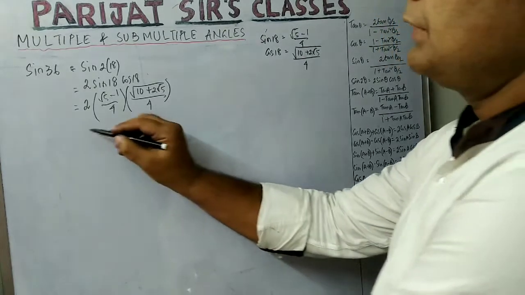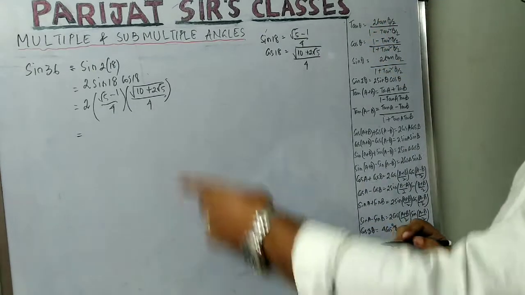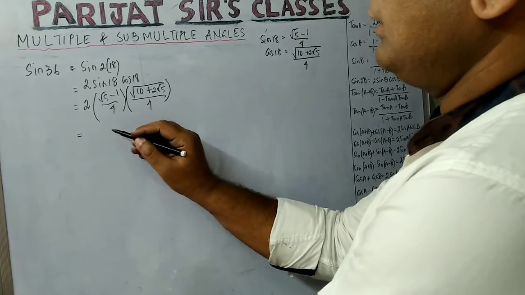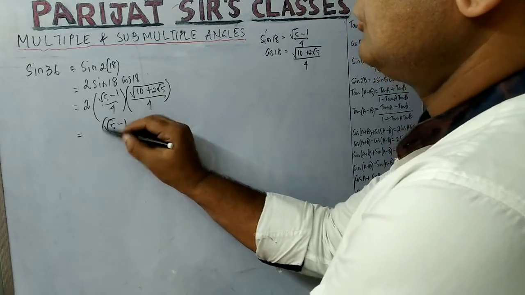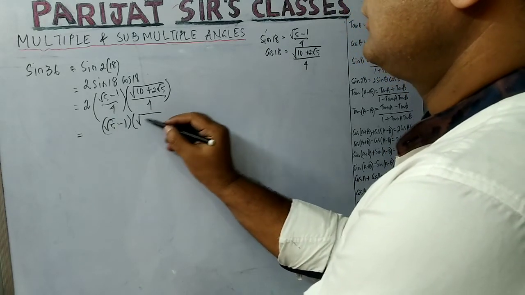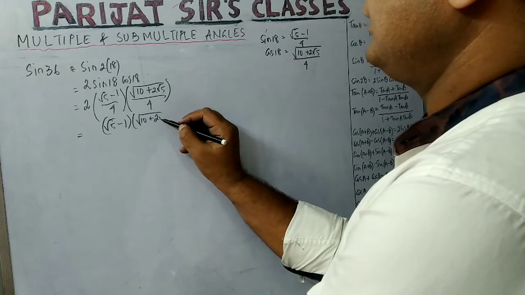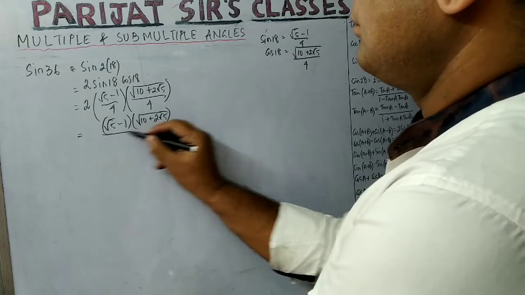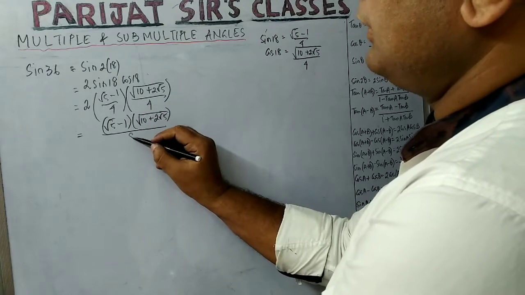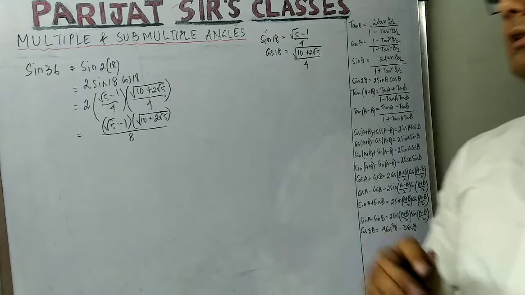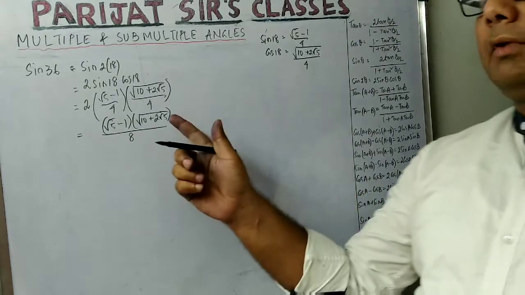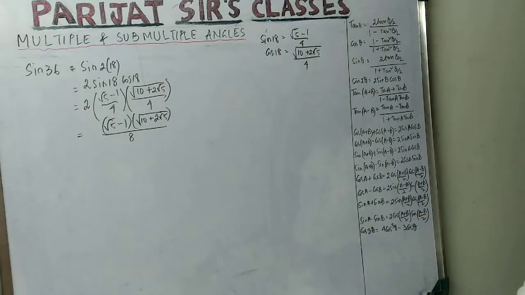Sine 18 is (√5 − 1)/4, and cos 18 is √(10 + 2√5)/4. So this value comes out to be, now in this case we'll find 2 and 2 cut, so this is (√5 − 1) times √(10 + 2√5), by, this will cut out and this will become 8. So we are finding the value of sine 36 in this way.